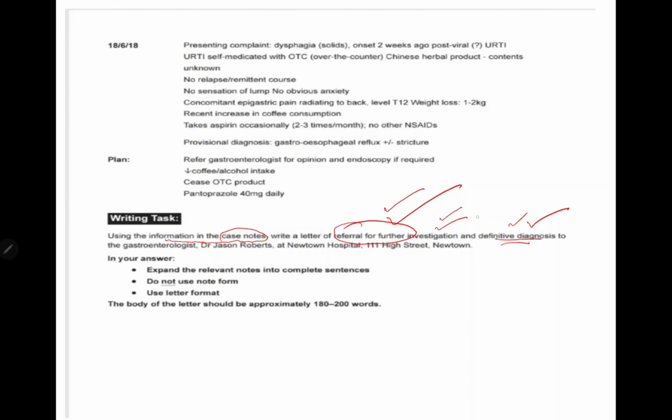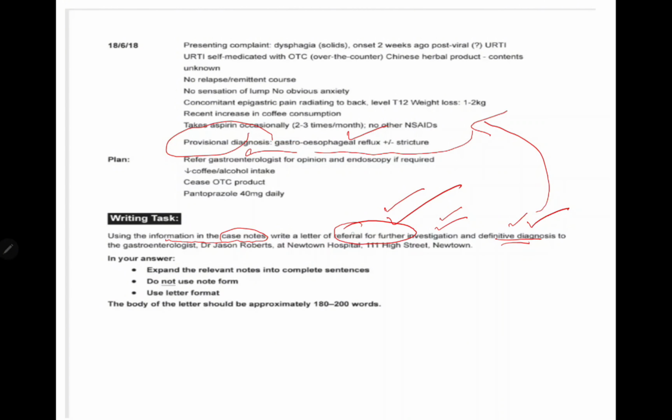Where is the definitive diagnosis? That is written in the final visit. This is the final visit of the patient, and they have mentioned the provisional diagnosis: gastroesophageal reflux plus or minus stricture. So you will write a referral letter. As I have shown you the template, go there initially to see how to write the introduction for a referral letter.